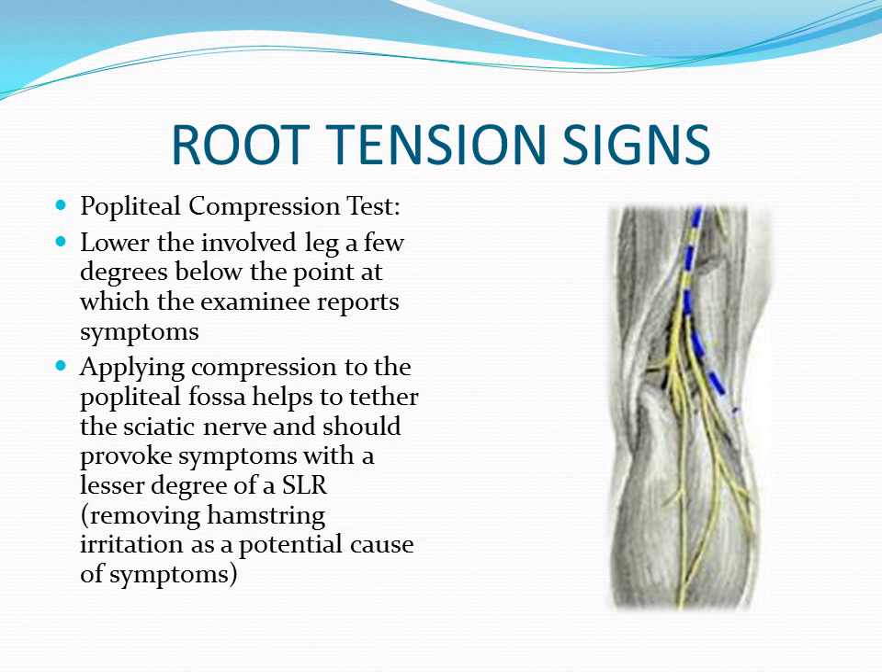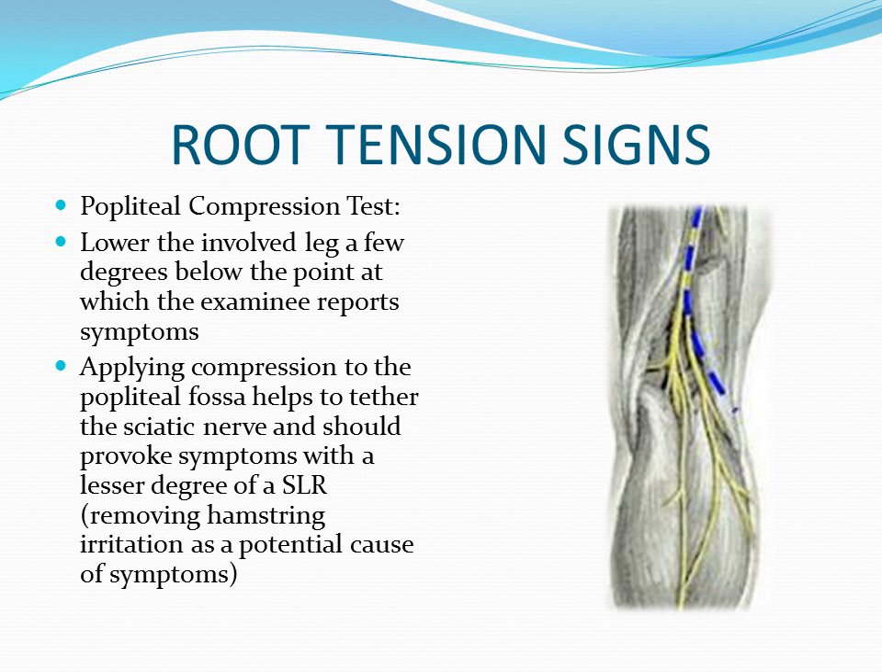Then what you do is you lower the involved leg a few degrees below the point at which the examinee reported the symptoms. And what's the purpose of lowering the leg a few degrees? The purpose of lowering the leg a few degrees is to take tension off of those other structures. For example, lowering the leg a few degrees removes tension from the hamstring muscles. It removes tension from the connective tissue muscles. It reduces loading on lumbar spine facets. It reduces tension on the hip joint capsule, etc.